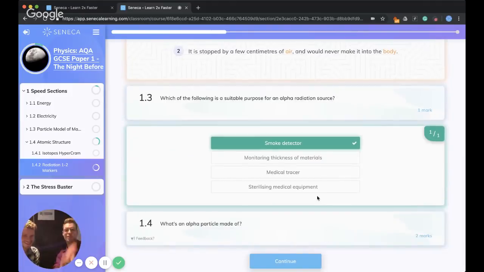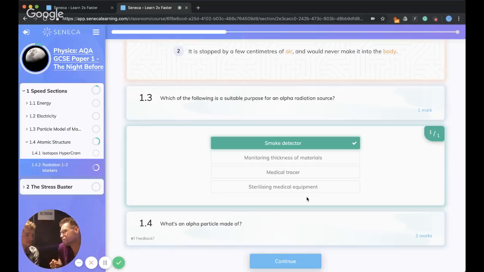Smoke detector, really good. Because when that alpha radiation is stopped by air, it sends an alarm message. That's the technical way of saying it. And then you get all that stuff happening with the smoke detector. Exactly like that. Okay, so what is an alpha particle made out of?